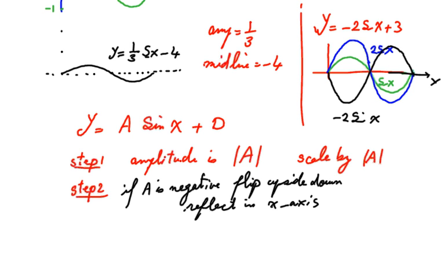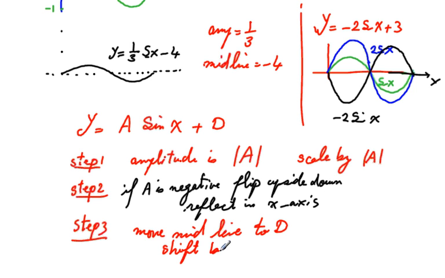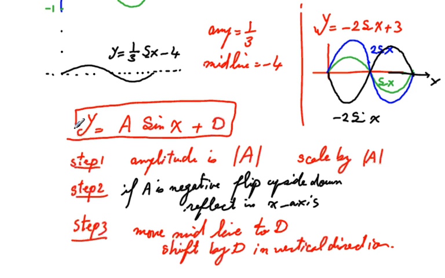Step 3, move midline to D. So that is essentially a shift by D in the vertical direction. So when you say shift by D, if D happens to be positive, you go up. If D happens to be negative, you go down. So this type of functions are essentially the simplest ones to draw.